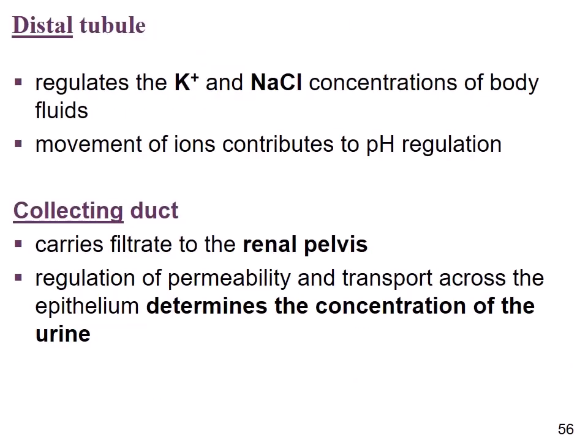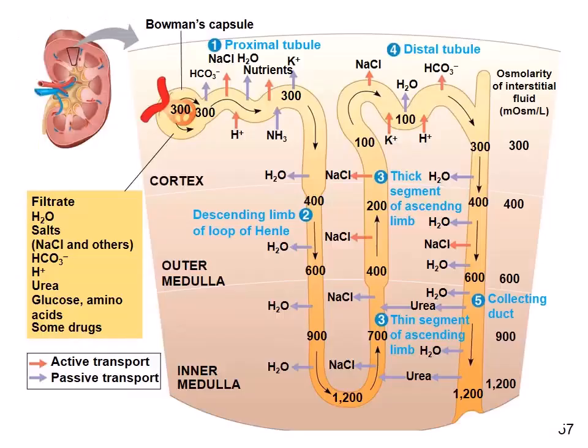On the distal tubule, that's important for regulating potassium and sodium chloride concentration of the body fluids. Also, it's important for pH regulation. The collecting duct then, which is not part of the tubule but the tubule is connected to, is going to carry filtrate to the renal pelvis, and it also determines the concentration of the urine by regulation of the permeability and transport across its epithelium.